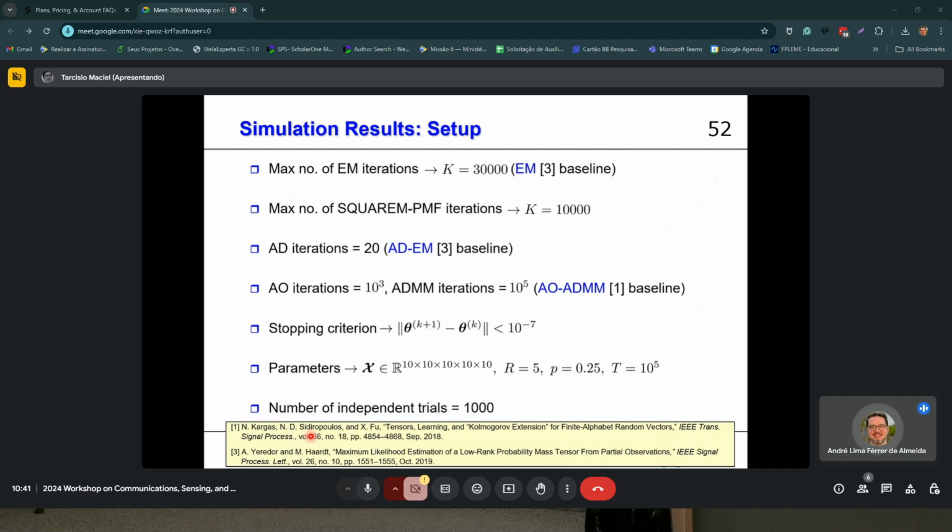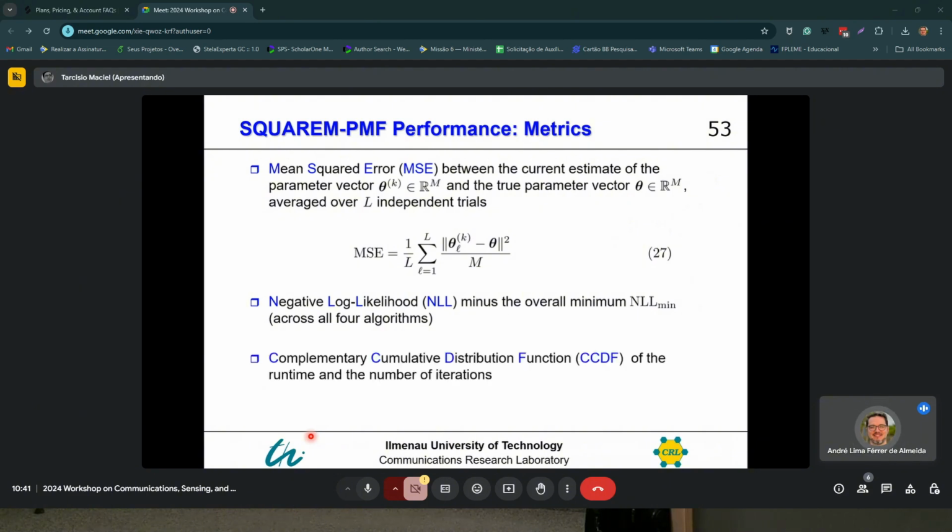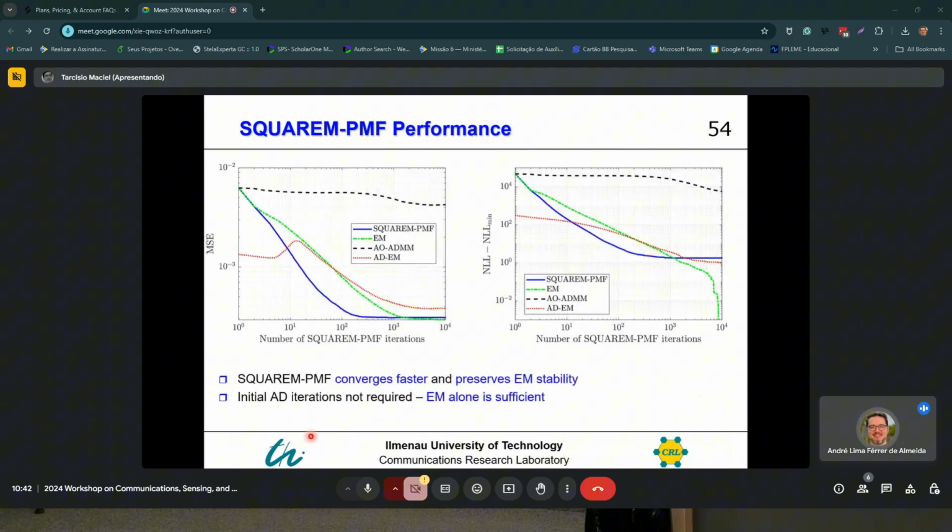We have a 5-way tensor of size 10 by 10 by 10 by 10 by 10, outage probability of 0.25, and 10 to the power 5 observations. Our metrics are the mean squared error between the current and the true parameter vectors, and the negative log likelihood as well. We also have the CCDF, which is the distribution of the runtime and the number of iterations. Let's look at these results here.